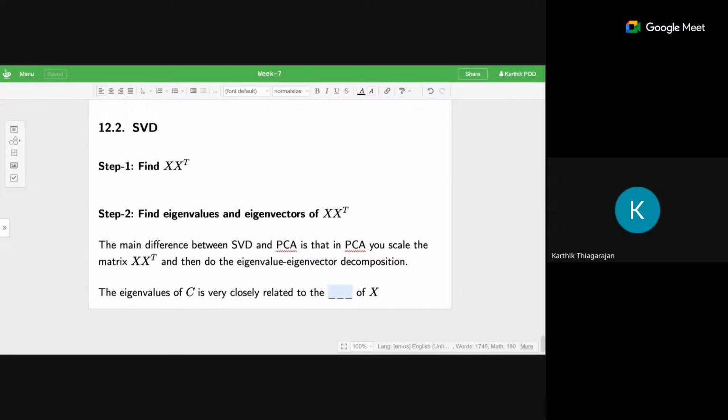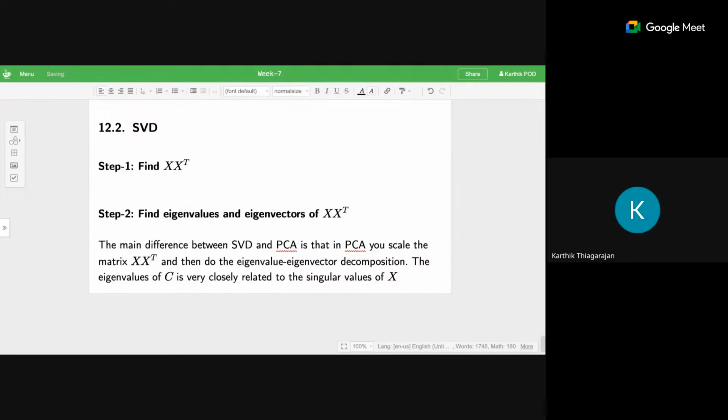So a square matrix will have eigenvalues, but a general matrix will have singular values, right? So this is again something you have to see. So the eigenvalues of C are actually very closely related to the singular values of X.